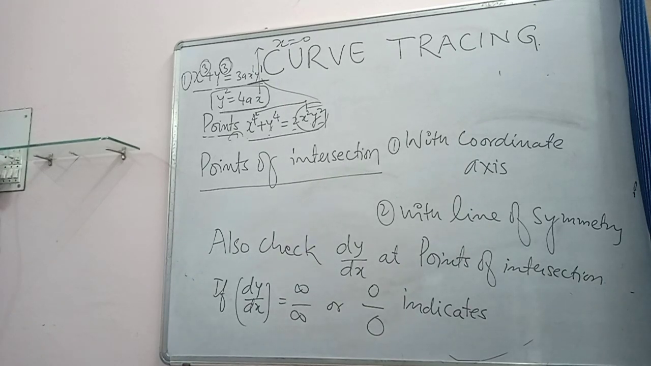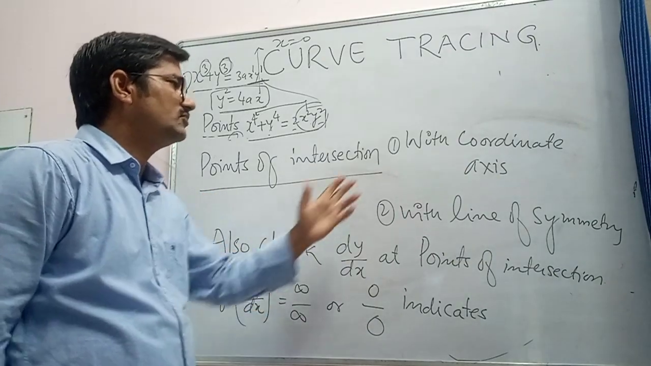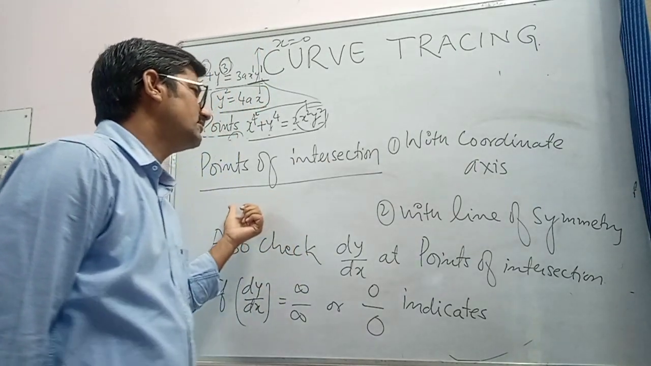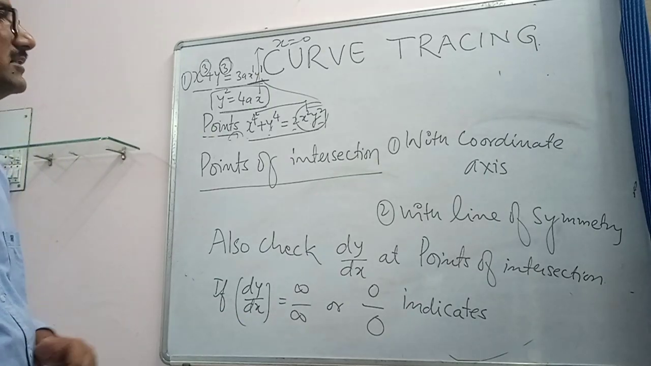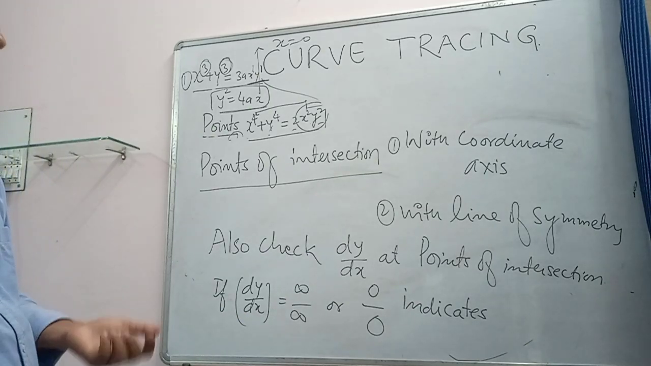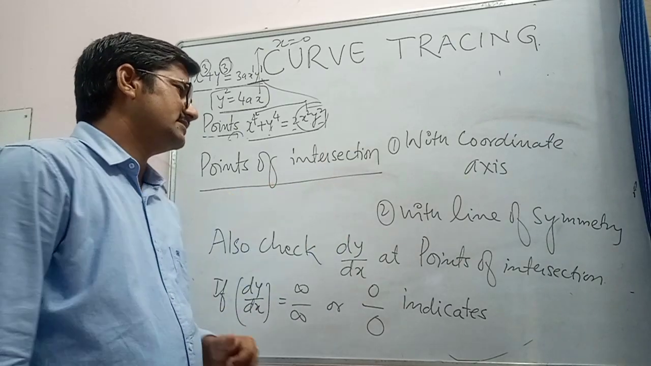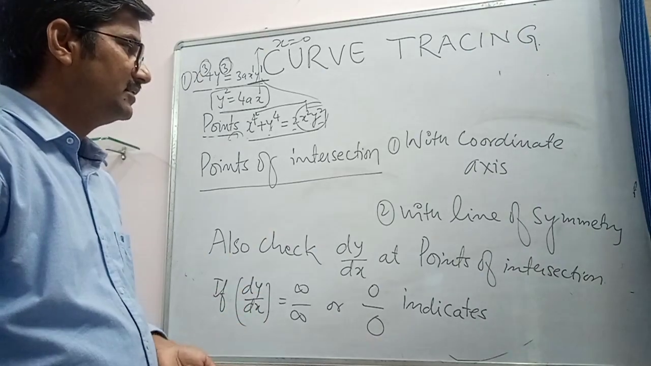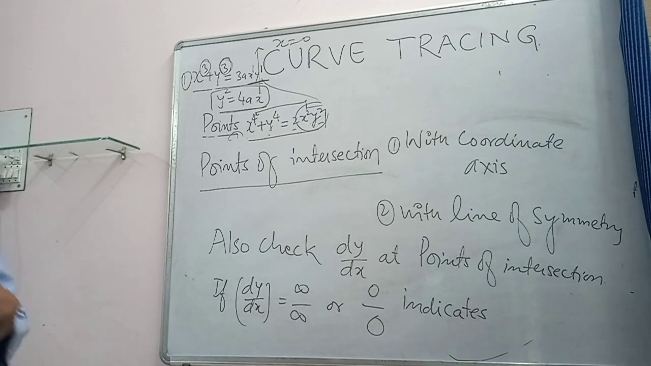So friends, the next point is the point of intersection. So we have to check the point of intersection of the curve with the coordinate axes. Suppose you want to check the point of intersection of the curve and x-axis, so put y equal to 0 in the curve and solve the equation of the curve for x. And similarly we can check the point of intersection of the curve with y-axis. If the curve has any line of symmetry, we must check the point of intersection of the curve with the line of symmetry.